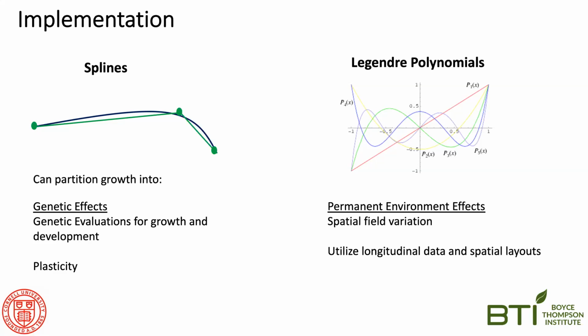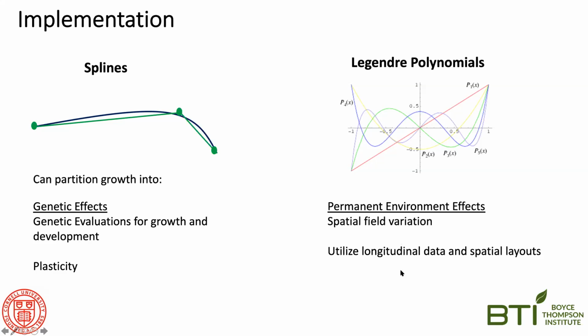A permanent environment effect you could fit at a plot level, and what it does is it measures a consistent kind of environmental effect throughout the growing season and models changes in variance and covariance of that permanent environmental effect. One of the interesting things that you can start to do with that, and we've started looking at, is spatial variation, which is obviously very important within fields, especially here in New York, where it's hard to get a perfectly level field.